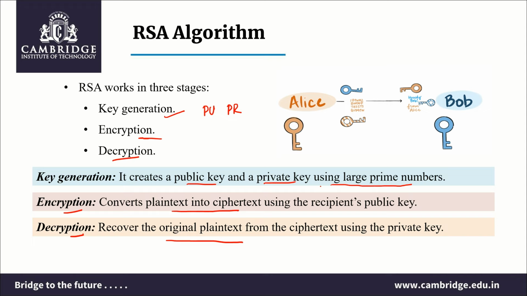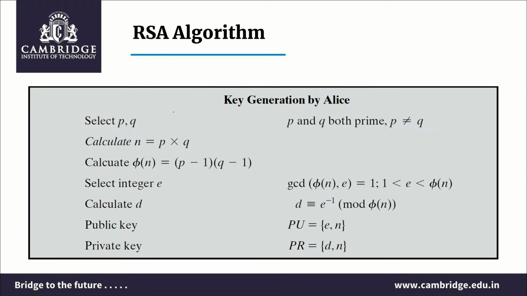Let's see the steps involved in the RSA algorithm. The first one is key generation. How exactly is the key generated? That is what we are going to see in this step. First, we have to select P and Q. As told, P and Q are very large prime numbers. Both should be prime, and they should be very large. Once P and Q are identified, I am going to calculate N.